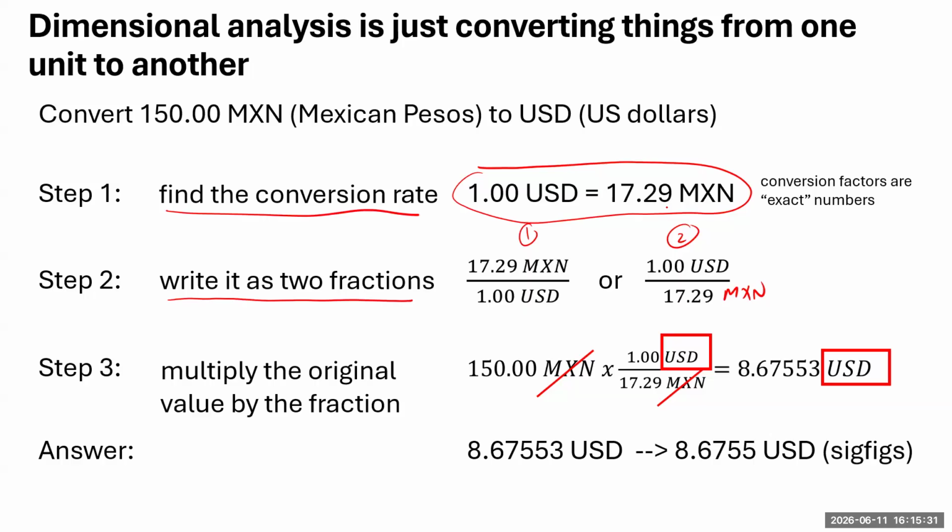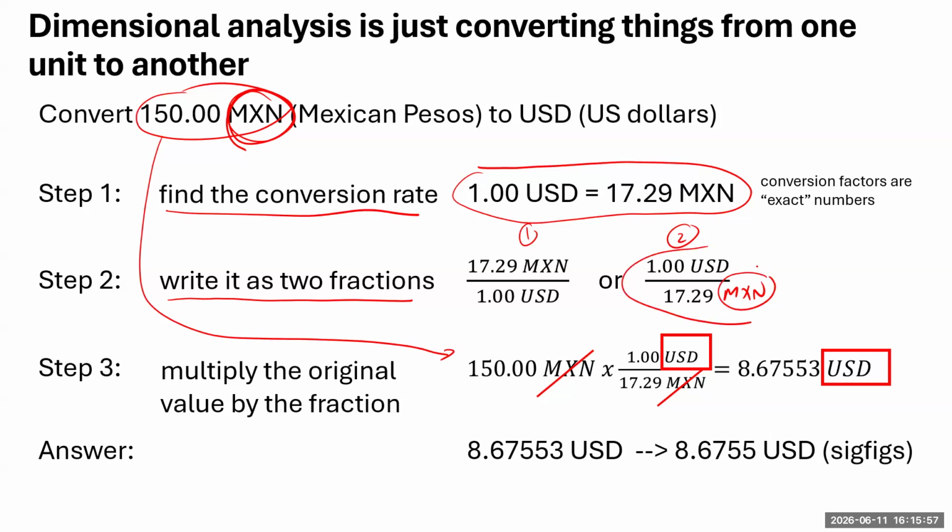But remember what we did before. We're going to use the fraction that has the same unit as the original value on the bottom of the fraction. So the original value is Mexican pesos. So we have to use the fraction with the Mexican pesos on the bottom here. So this is what we're going to use because we want the Mexican pesos to cancel out. And so the Mexican pesos cancel out. We end up with 150 times 1 divided by 17.29.